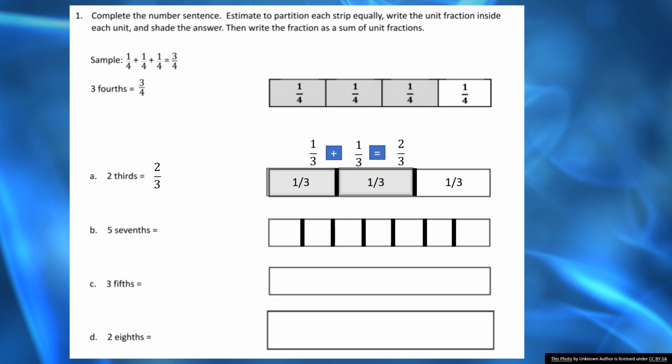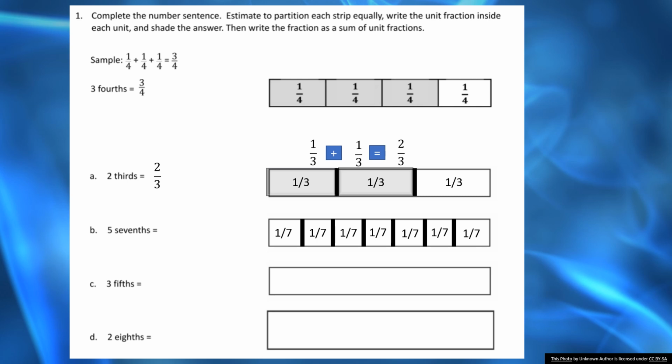Now, we need to write the unit fraction of 1/7 in each section because each section is worth 1 out of the 7 pieces. So let's go ahead and write 1/7 in each section. Go ahead and do that now. We're going to write 1/7 in each of the 7 sections. Now, you should have 1/7 written in each section.